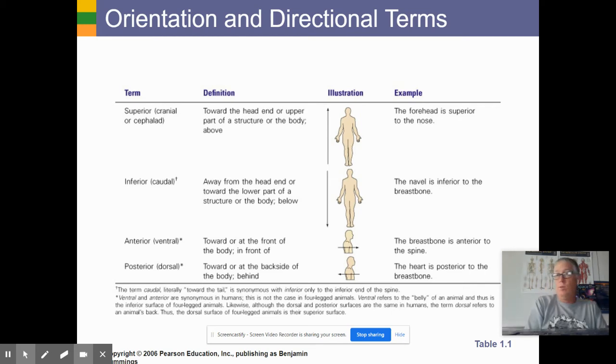Posterior is towards the back. My heart is posterior to my breastbone. The back of my head is posterior to my nose. Now remember, I can use these 2 things interchangeably. Or I could say my heart is dorsal, towards the back, to my breastbone. The back of my head is dorsal to my nose.